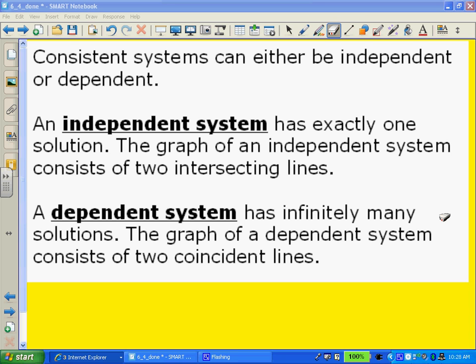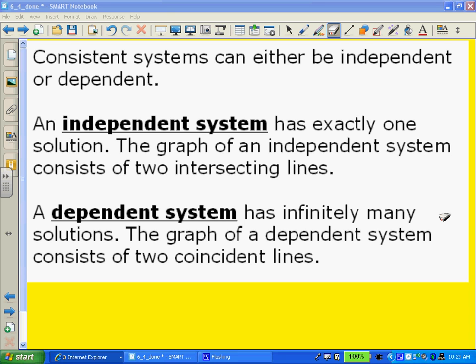Now, in 6-4 Part 1, we talked about consistent and inconsistent systems. And inconsistent systems had no solution, and consistent systems had either one solution or many solutions. Now, with consistent systems, there's two more qualifications that we can have. A consistent system can also be independent. Now, independent means it has one solution.